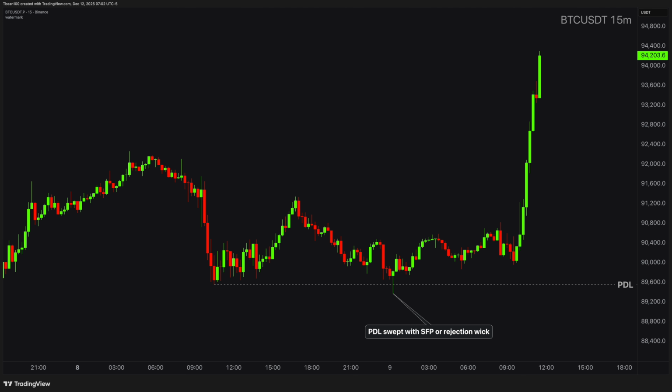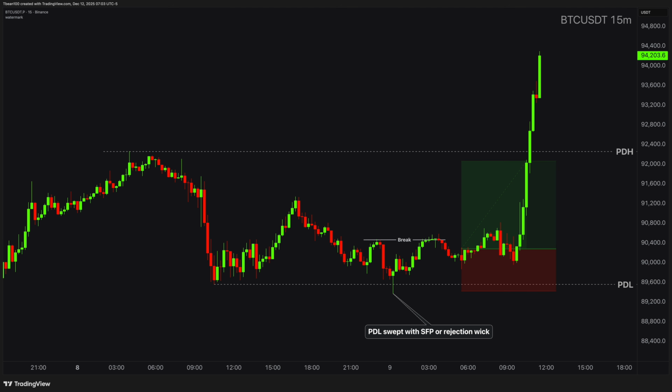The main idea here is that sellers were not able to push the price lower anymore, and buyers stepped in and reacted quickly. And in the next step, the internal structure was broken to the upside by the buyers. This clearly showed that sellers were very weak in the situation and buyers started to take control back. This was a solid trade example, and I noticed a couple of students on Twitter actually took this trade. I liked it. I honestly think it was a really nice opportunity overall.